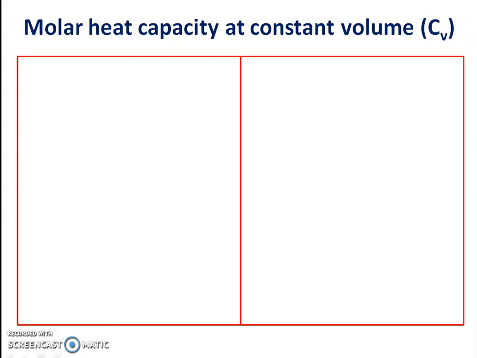In the last video, we have seen the definition of molar heat capacity. Molar heat capacity means the amount of heat required to increase the temperature of 1 mole of a substance through 1 Kelvin. That is called molar heat capacity. Now the next point is molar heat capacity at constant volume.